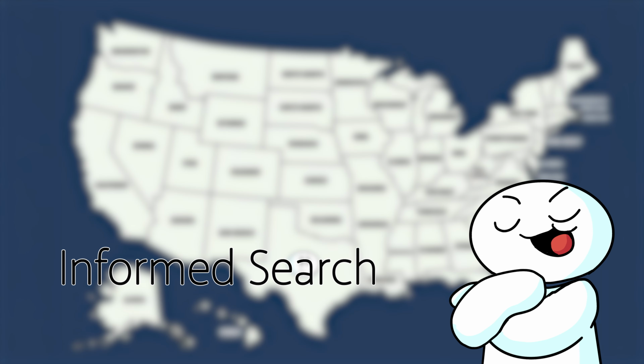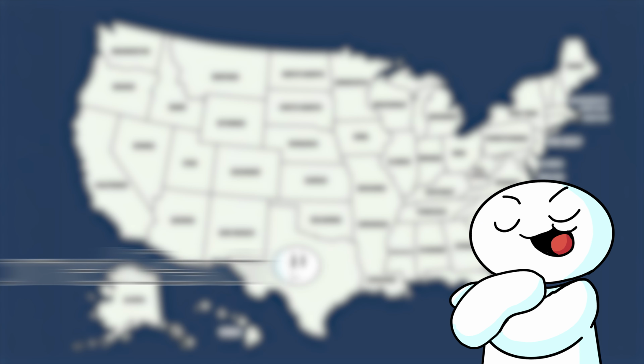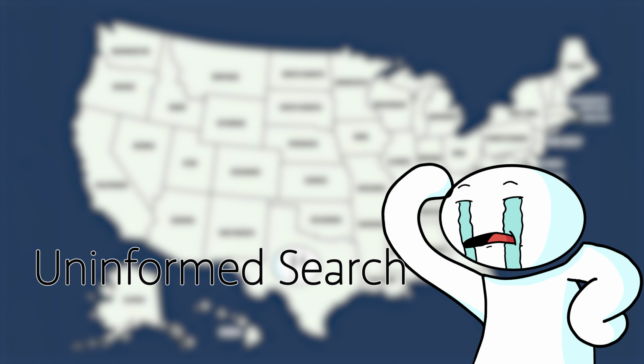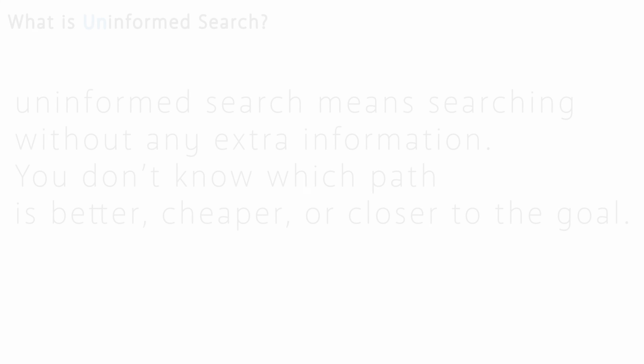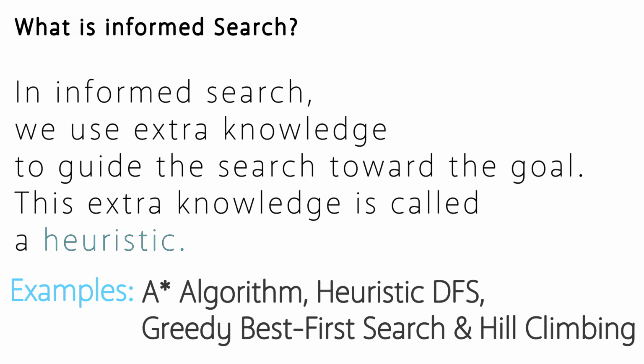That's informed search. Now imagine you don't know the map at all. What do you do? You visit one neighboring state, then another, until you eventually reach Texas. That's uninformed search. Cost you all your savings and your age. But hey, you reach your goal state, Texas. Now, the examples of uninformed search are DFS, BFS, and uniform cost search. And for the informed search, it's an A star algorithm, heuristic DFS, greedy best first search, and hill climbing.